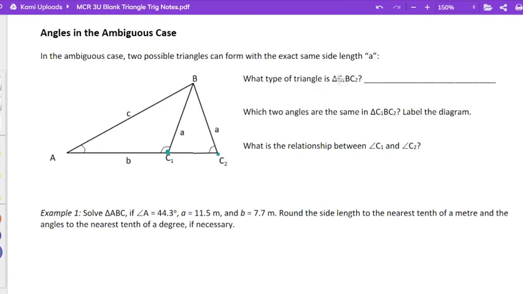Okay, so if you look at triangle C1, B, C2, what type of triangle is it? Isosceles. It is isosceles because side B, C1 equals side B, C2. And what else is equal at that point? Angle B, C1, C2 is equal to angle B, C2, C1, right? These 2 angles are identical because it's an isosceles triangle.